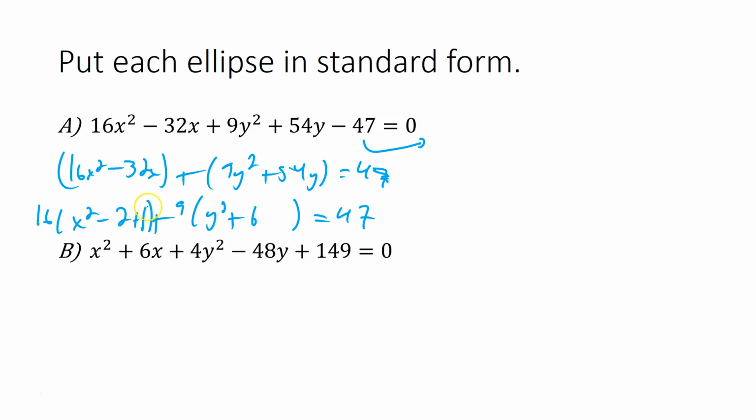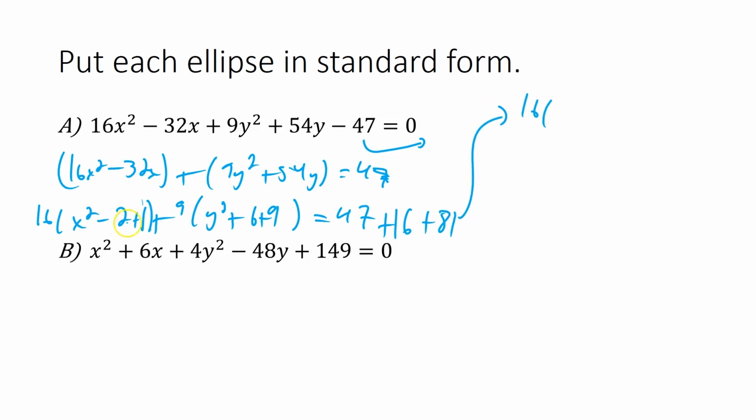Now the weird thing is, what did I really add here? I added a 1, but I really added 16, because if you distributed this back in, you would have 16. So that means I have to add 16 on the right. Now let's look at this one. 6 divided by 2 is 3, squared is 9. So plus 9 there. 9 times 9 is 81. So let's see what we got.